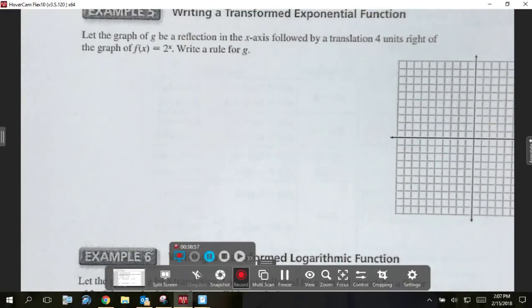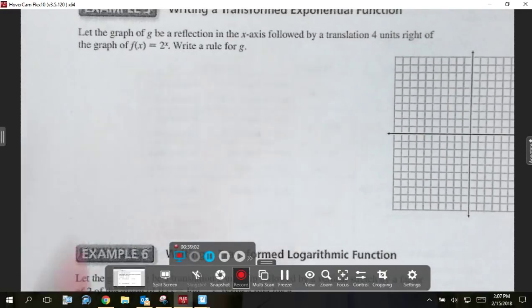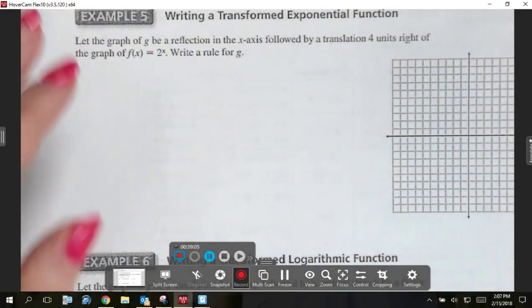It shows graphs, but you don't have to graph them. There's just writing equations. If you feel like graphing for practice, feel free.